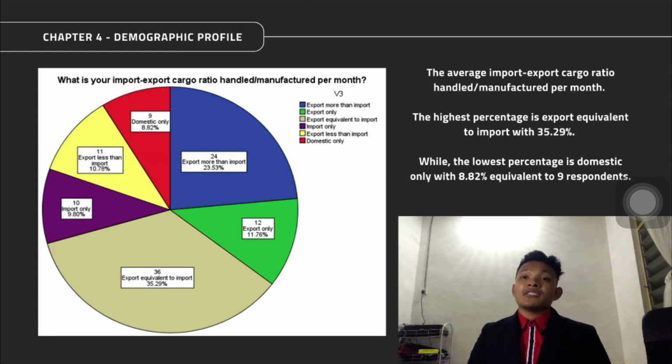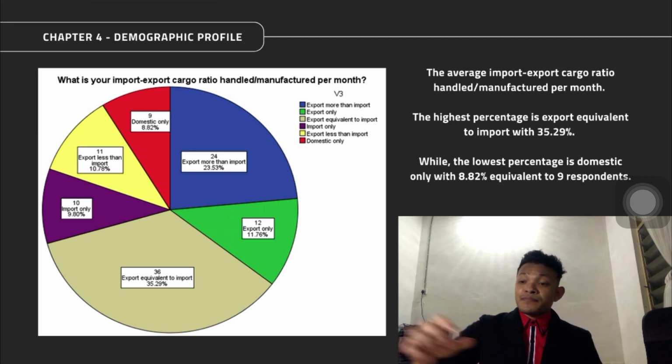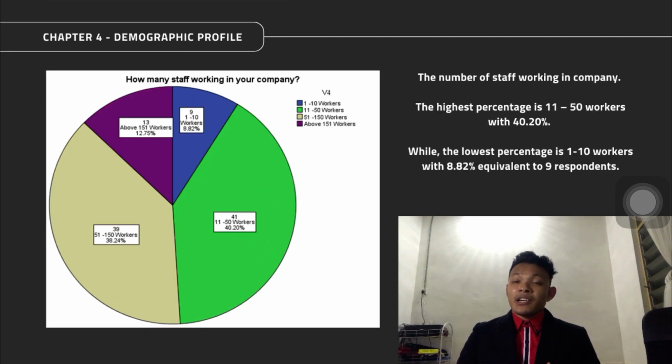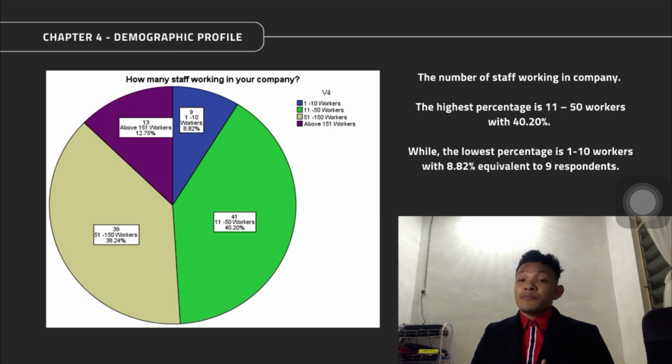Thirdly, the average import-export cargo ratio and the manufacture per month. The highest percentage is export equivalent to import, which is 35.29%, while the lowest percentage is domestic only, which is 8.82%, equivalent to 9 respondents. Next, the number of staff working in the company. The highest percentage is 11 until 50 workers, which is 40.20%, while the lowest percentage is 1 until 10 workers, which is 8.82%, equivalent to 9 respondents.